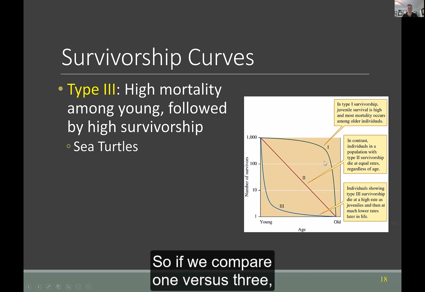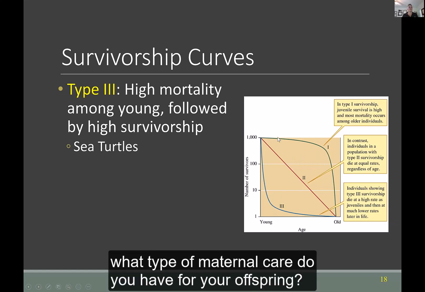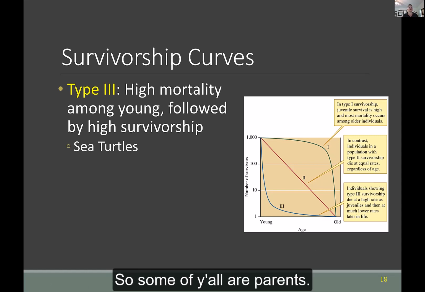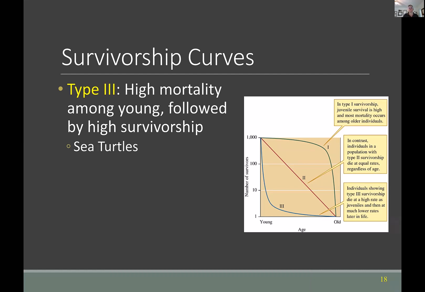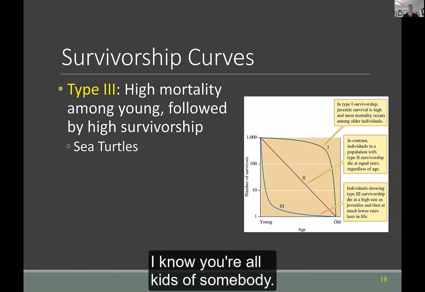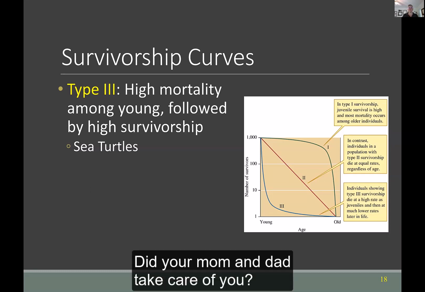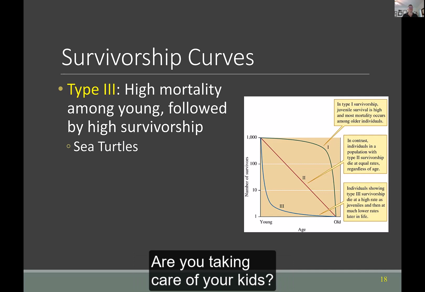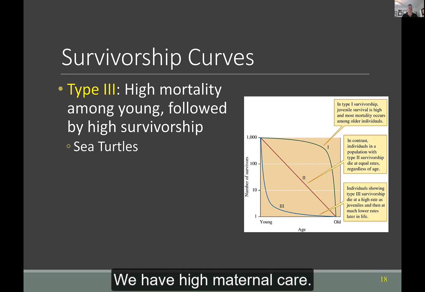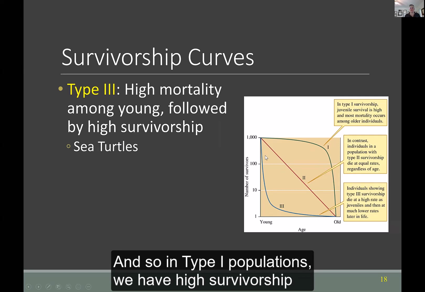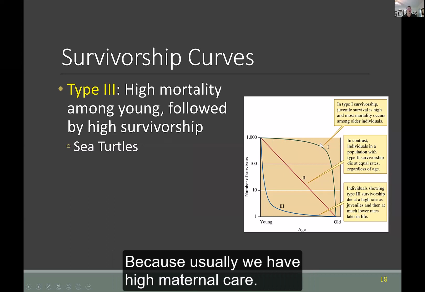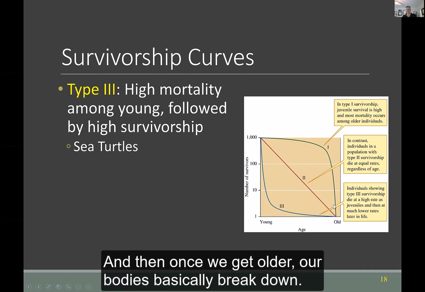So if we compare type 1 versus type 3, what type of maternal care do you have for your offspring? So some of y'all are parents. I know you're all kids of somebody. Did your mom and dad take care of you? You taking care of your kids? Right, we have high maternal care. And so in type 1 populations, we have high survivorship in young because usually we have high maternal care, right? And then once we get old, our bodies basically break down.